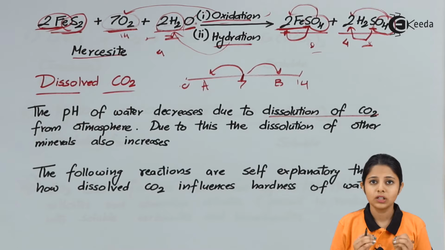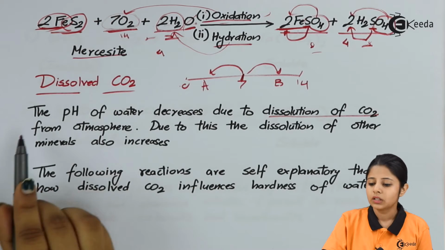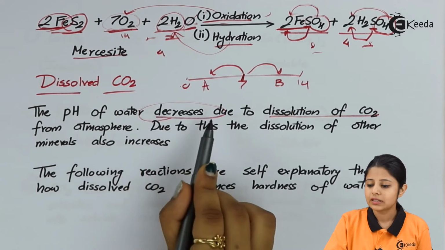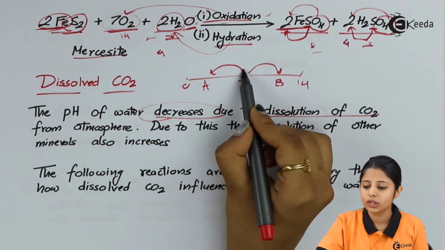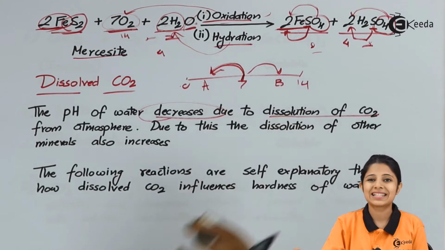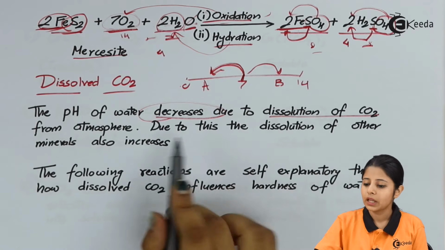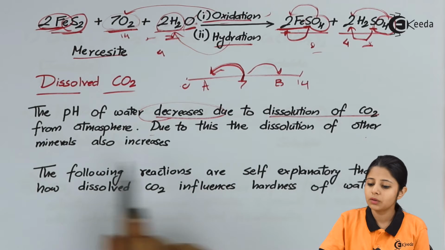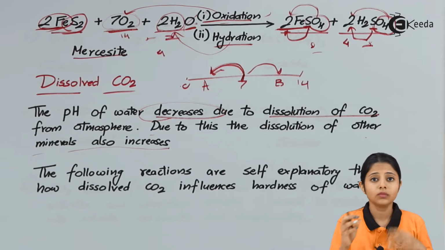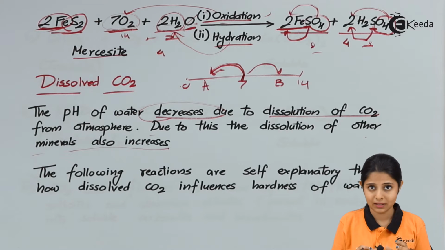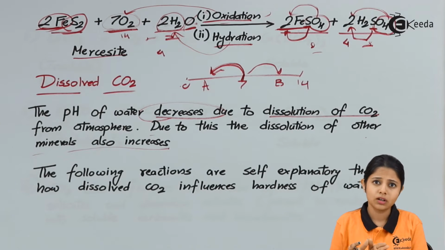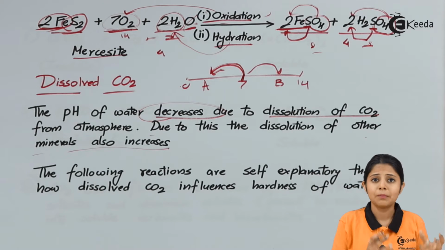Now when we are specifically talking about CO2 over here, the pH of the water decreases. And since the pH decreases, that means it is going down from 7. That means the acidity of the water increases. Due to this, the dissolution of other minerals also increases. Now there are many minerals which will not get dissolved in pure water, but these minerals can get easily dissolved in acids. Now since my water is turning into an acid, because from 7 it is going downwards into an acidic form, there are many minerals which can get dissolved in acidic water.